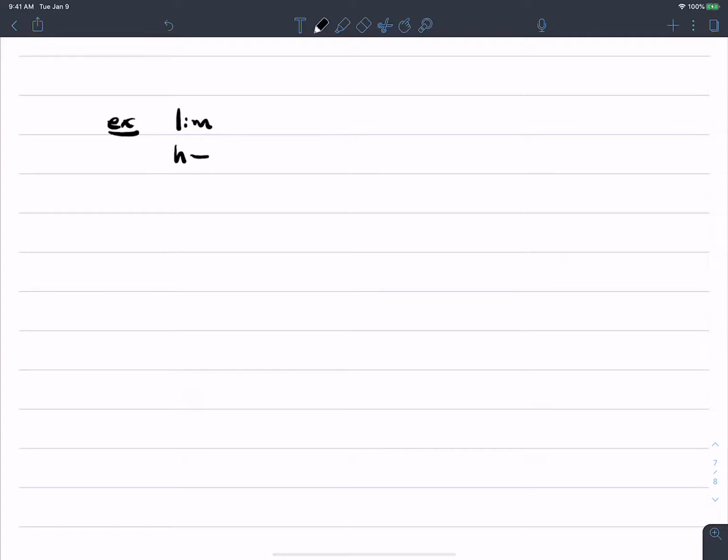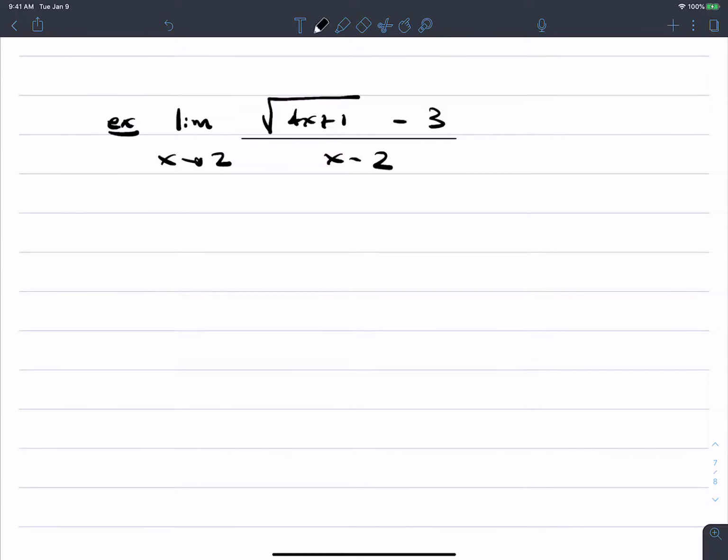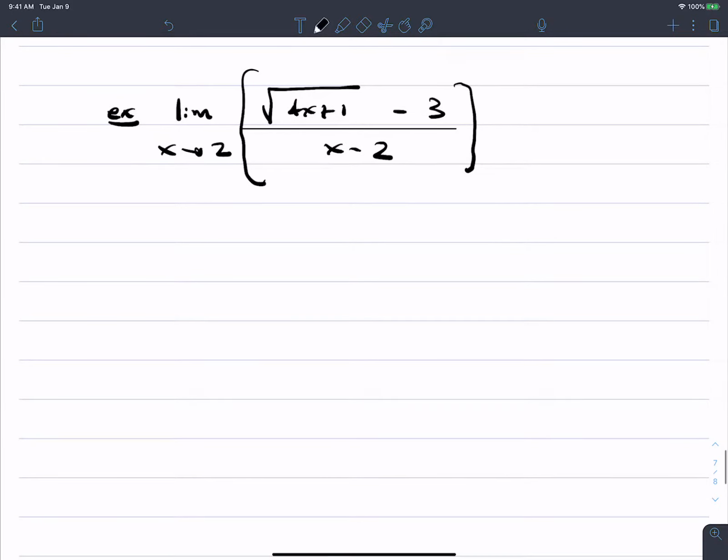So I have the limit, h goes to 0. I'm sorry, we go back to x. X goes to 2 of the square root of 4x plus 1 minus 3 over x minus 2. Here's an interesting example. So remember, here's my function f. F of 2.